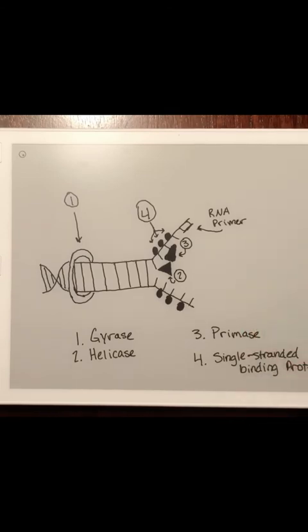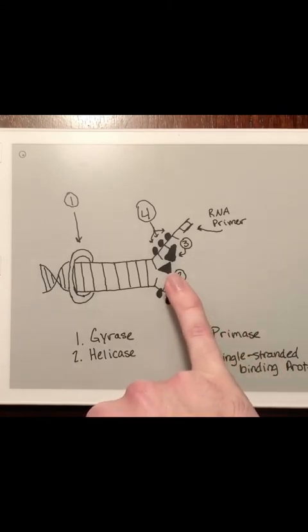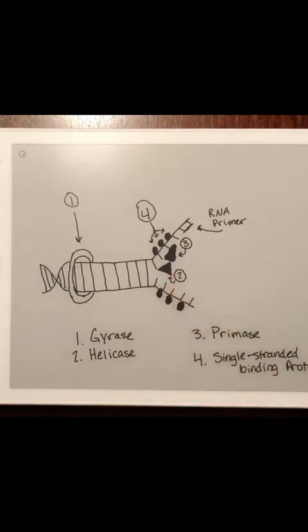The second labeled feature is helicase, which you see right here. In this case, it's responsible for unzipping the DNA. It separates the helical structure of DNA into 2 single strands.